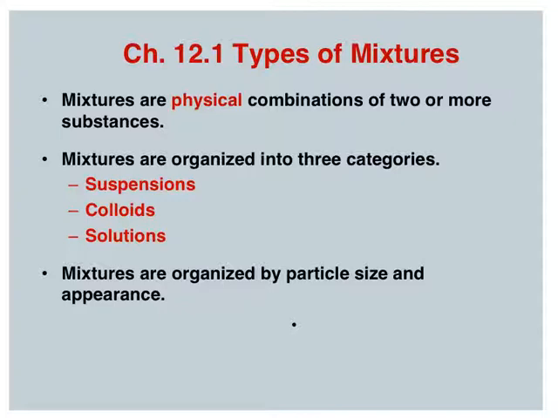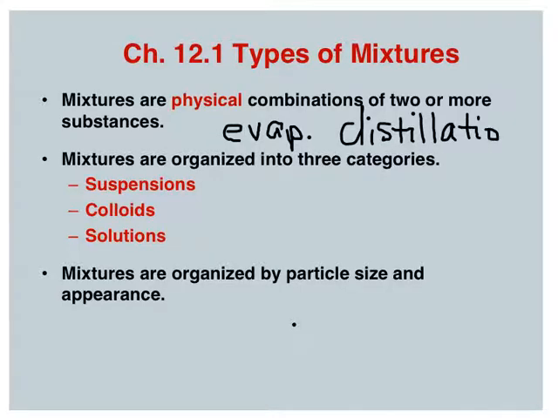Alright, chapter 12. Section 1, Types of Mixtures. Here we're going to talk about 3 specific types of mixtures. Guys, these are physical combinations. We can always pull these back apart. You can probably do evaporation to separate the components. You could do distillation, which, guys, that's basically a fancy way of boiling 2 things apart.